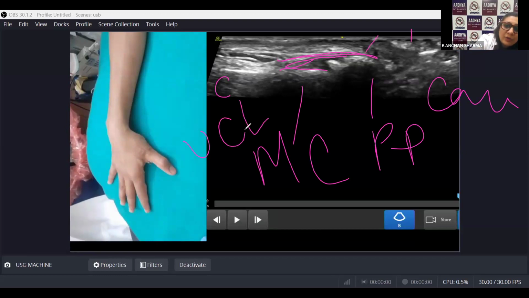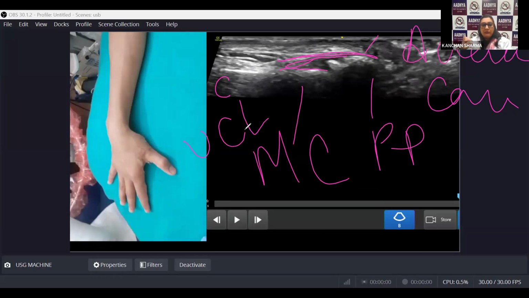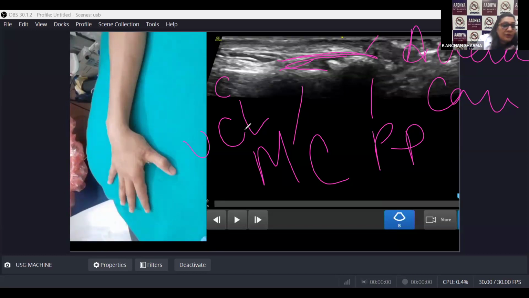And on the top, what you are seeing is the aponeurosis of the adductor pollicis, okay, which attaches itself to the base of the proximal phalanx. Fine. So that is the ulnar aspect of the ulnar collateral ligament of the thumb.